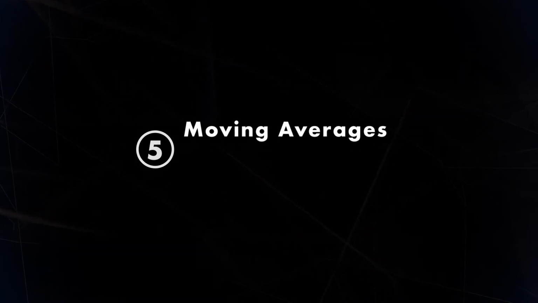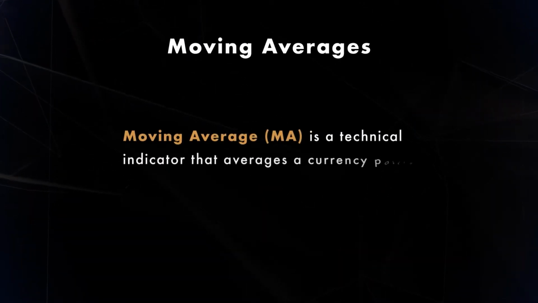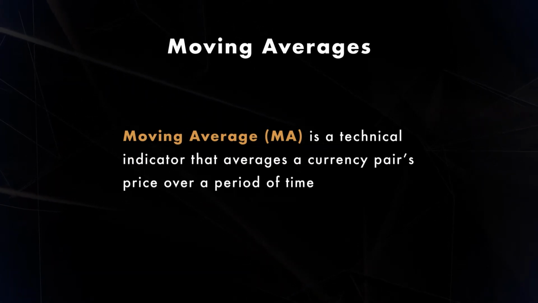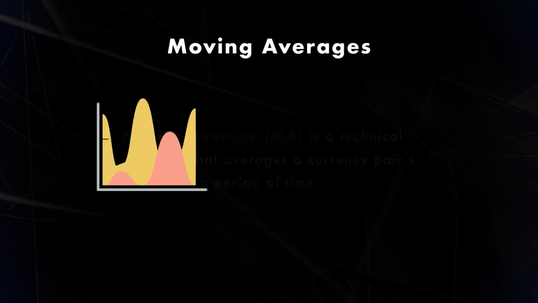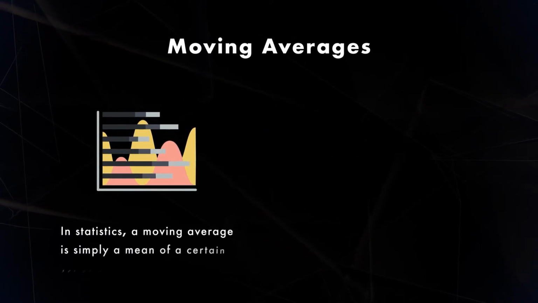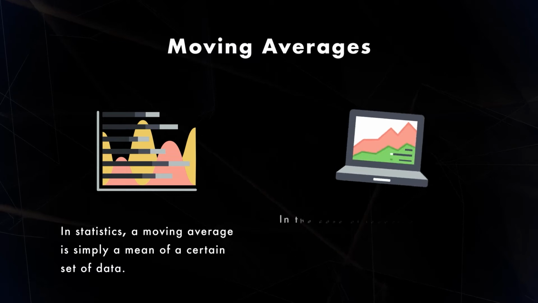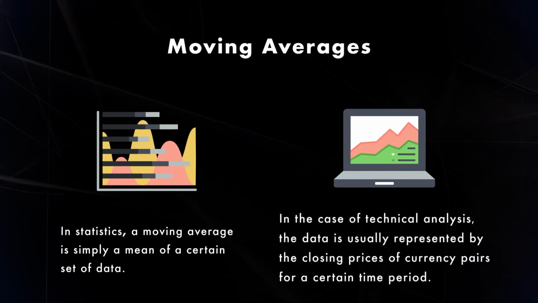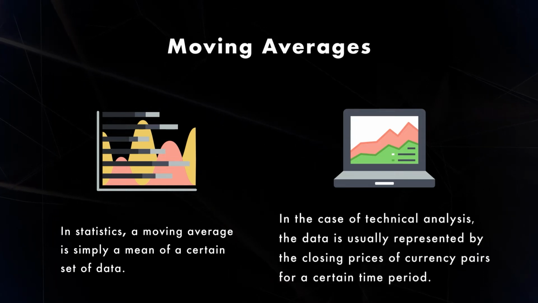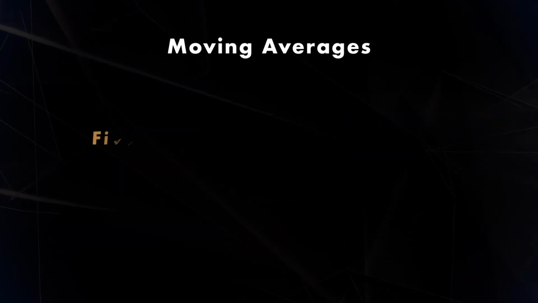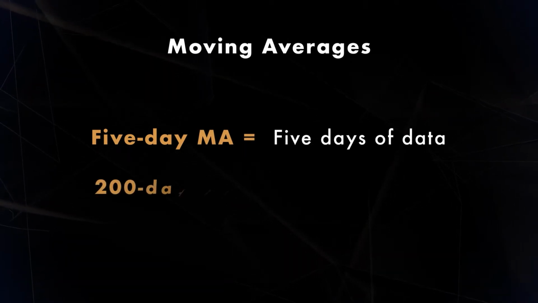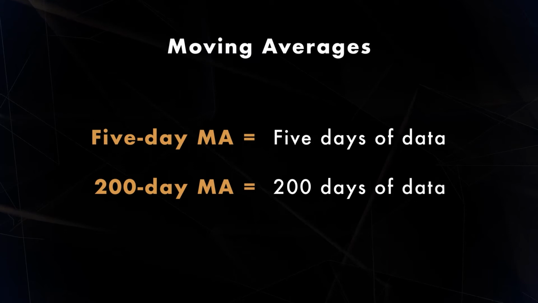Number 5, moving averages. A moving average, which is MA for short, is a technical indicator that averages a currency pair's price over a period of time. In statistics, a moving average is simply a mean of a certain set of data. In this case of technical analysis, the data is usually represented by the closing prices of currency pairs for a certain time period. For example, a 5-day MA will require 5 days of data, while a 200-day moving average will require 200 days worth of data.